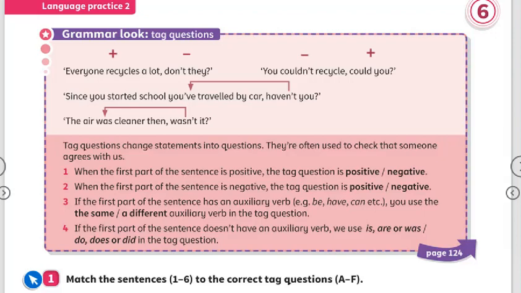Okay, you use the same auxiliary verb at the tag question. And the last one: if the first part of the sentence doesn't have an auxiliary verb, we use is, are, or was, or do, does, or did. Okay? Do, does, or did we are going to be using when the sentence doesn't have an auxiliary verb.